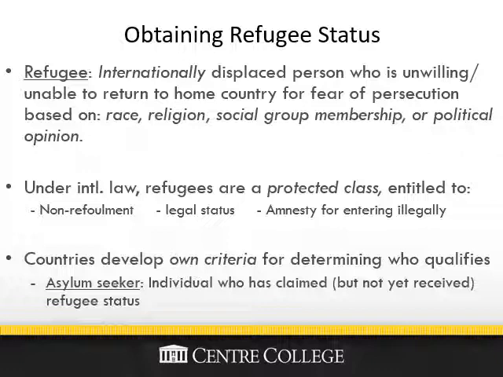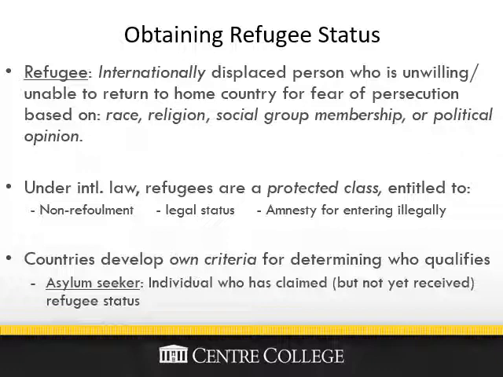Under international law, refugees are a protected class, who are entitled to non-refoulement. So they cannot be returned to their countries of origin, or to a place where they're going to be returned to their countries of origin. They're entitled to some level of legal status and some level of due process under the law. And they're also entitled to a blanket amnesty in cases where they've entered their host countries illegally. They're entitled to amnesty for whatever illegal actions they took to get to an area where they're able to claim a legitimate grievance or apply for asylum.